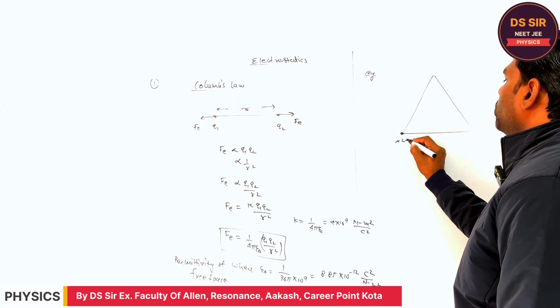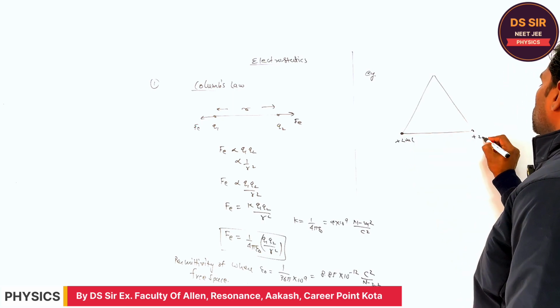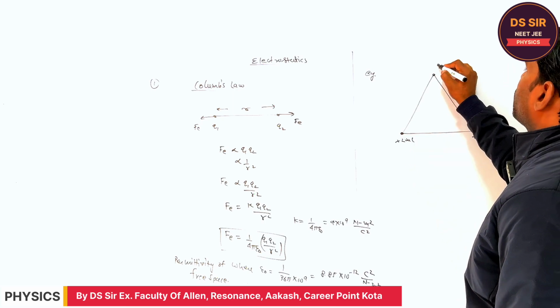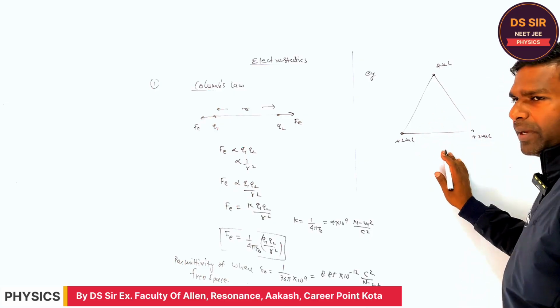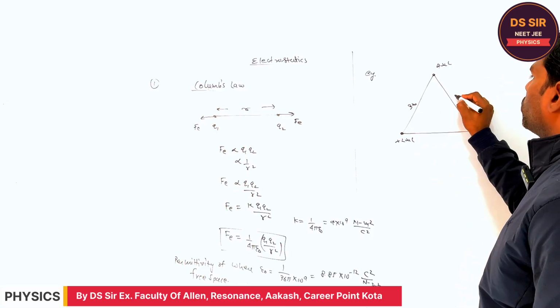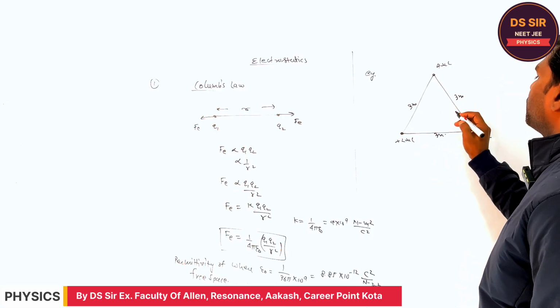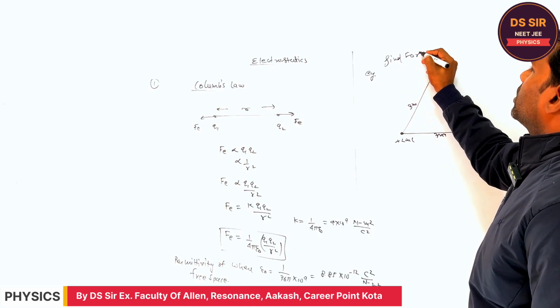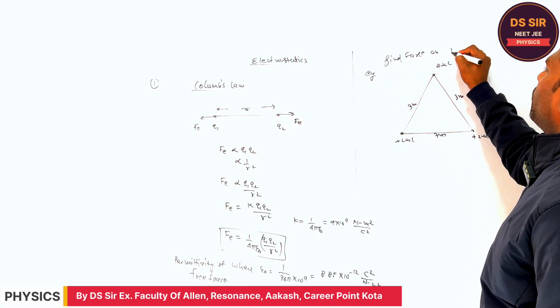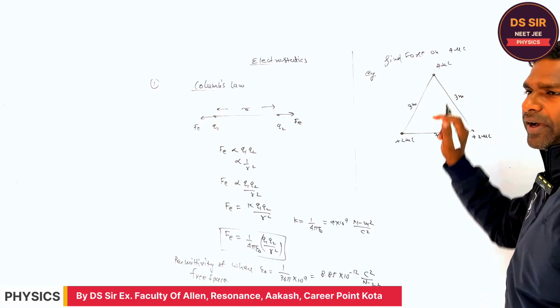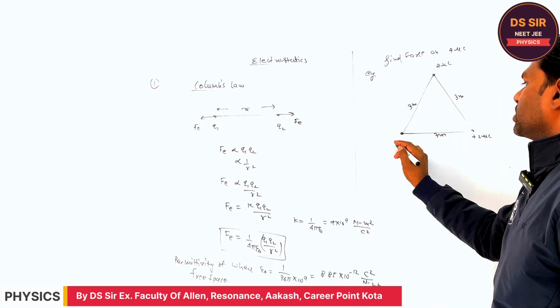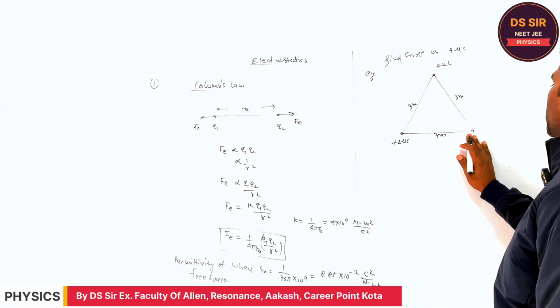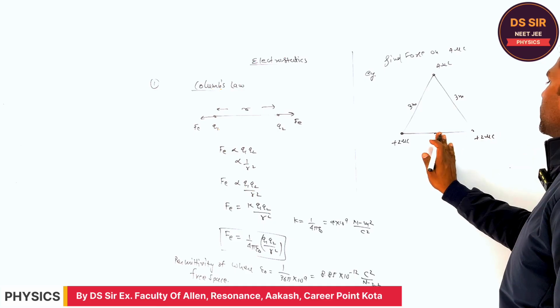So for example, we can do some questions. Suppose this is plus 2 microcoulomb, and this is 4 microcoulomb, and they are placed on the vertices of an equilateral triangle of side 3 meter, right? You have to find the force on the 4 microcoulomb charge. This is plus 2 microcoulomb, this is plus 2 microcoulomb, right?